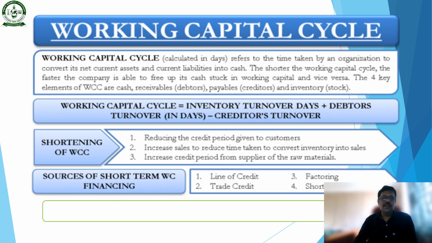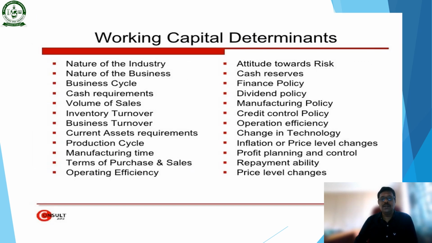Working capital cycle. The working capital cycle refers to the time taken by an organization to convert net working assets, current assets and current liabilities, into cash. It is a short-term period that we can take into account. There are many sources of working capital: line of credit, factoring, trade credit, and short-term credit.